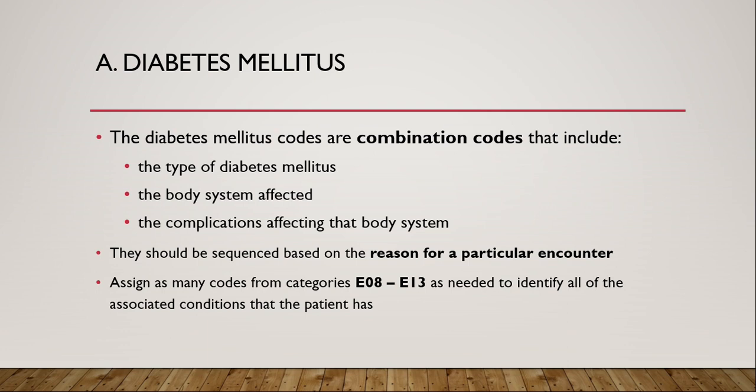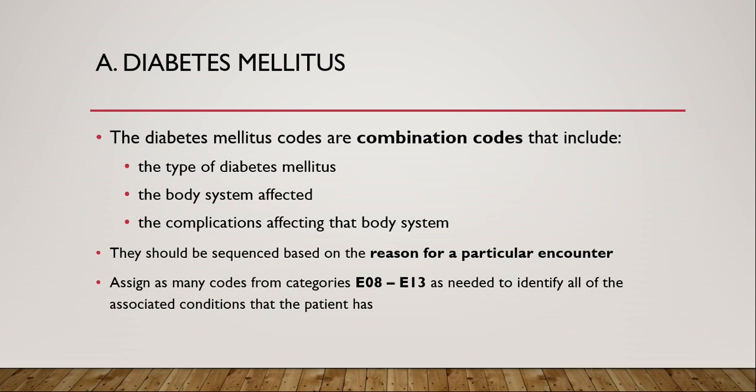So remember, we do not have 3 codes here. We only have one code because it's a combination code. In a single diabetes mellitus code, we will be describing the type, the body system affected, and the complications affecting the body system. And the sequencing should be based on the reason for a particular encounter. Again, our principle, most of the time, your first listed diagnosis should always be the reason for the encounter or the focus of treatment. Now, diabetes mellitus is composed of 5 categories.